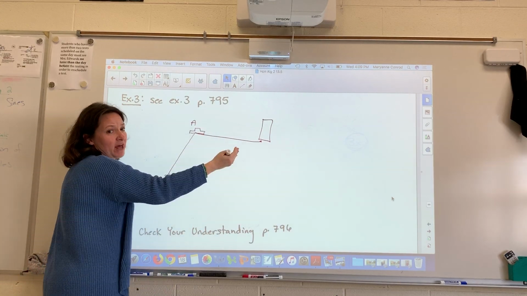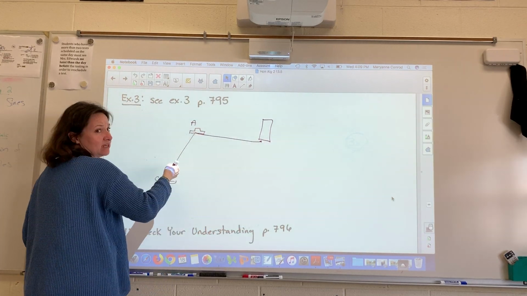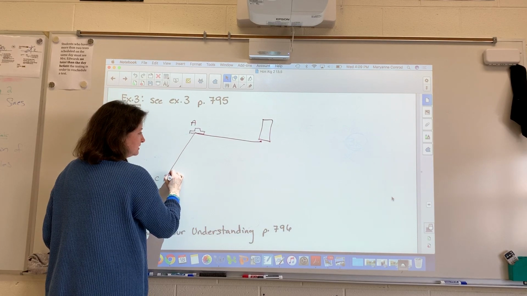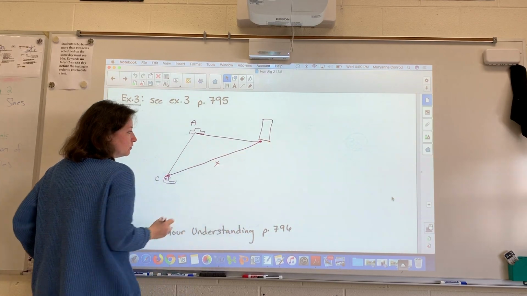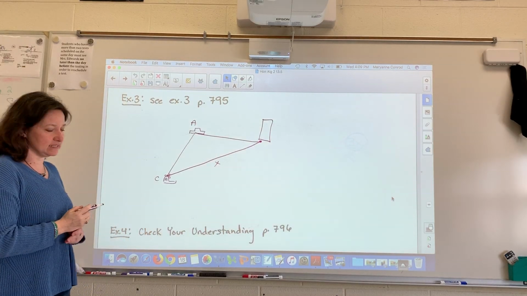So if he's flying back to home base, he's not going to go this route. He's going to fly directly, right? You've ever heard the saying, the way the crow flies, he's going to go the most direct route. So that's what we want to figure out, how long a distance this is.